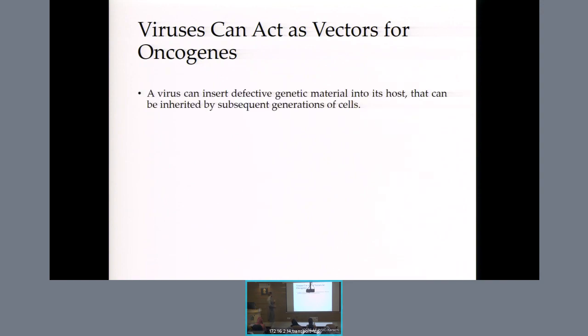A virus can insert defective genetic material into its host that can be inherited by subsequent generations of cells. Another discovery was that people then used viruses for inserting different genes into something. They are now being used as vectors, lentiviral vectors, adenoviral vectors. So one discovery, one simple experiment led to the whole Pandora's box.